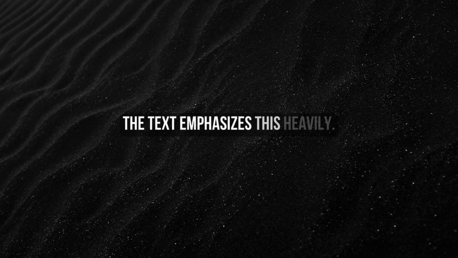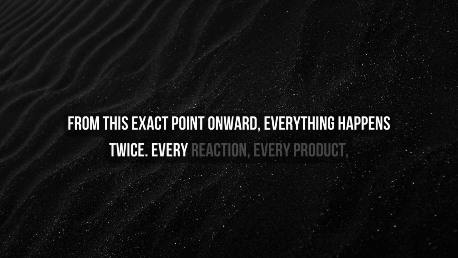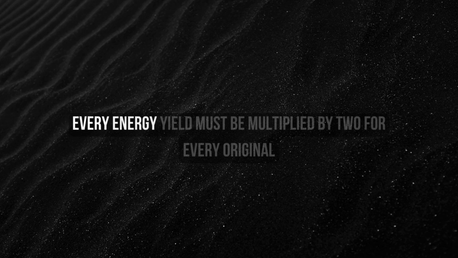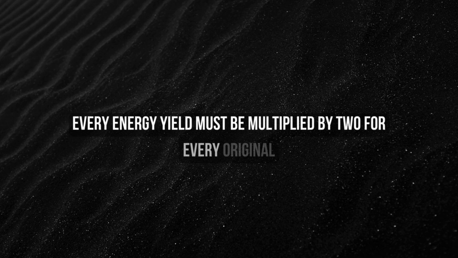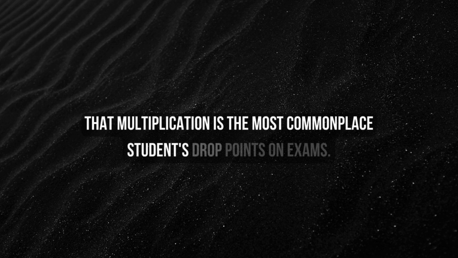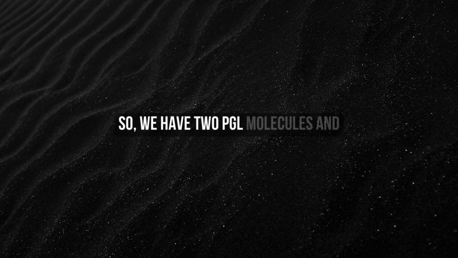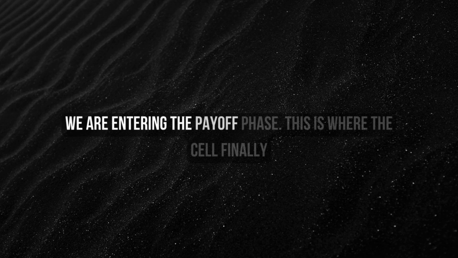The text emphasizes this heavily. From this exact point onward, everything happens twice. Every reaction, every product, every energy yield must be multiplied by 2 for every original glucose molecule. That multiplication is the most common place students drop points on exams. They calculate the yield for 1 PGAL and forget to double it. So we have 2 PGAL molecules, and we are entering the payoff phase.